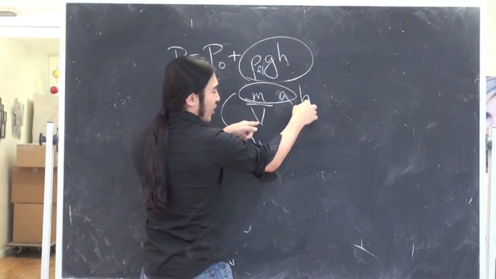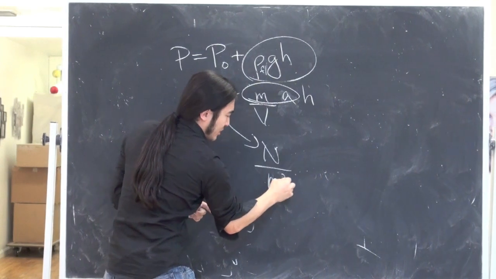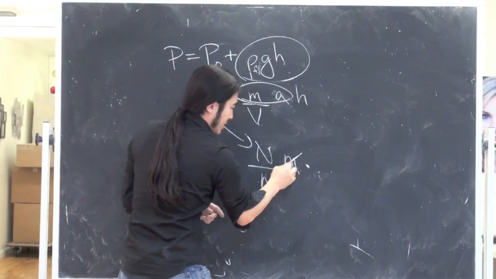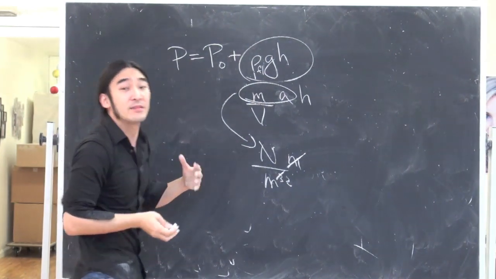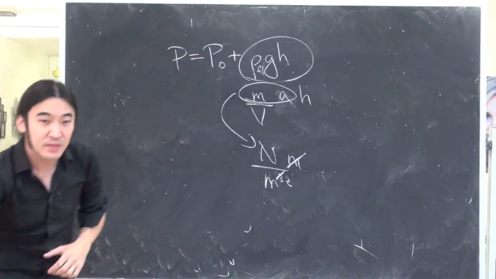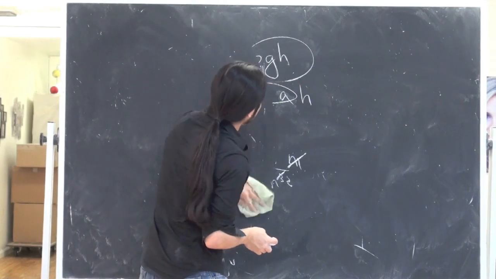And then what do you have left over? Volume over h. Volume is cubic meters. Height would be in meters. It would cancel and give you newtons per square meter. That is force per unit area. That really is pressure. Okay, so let's send this away.